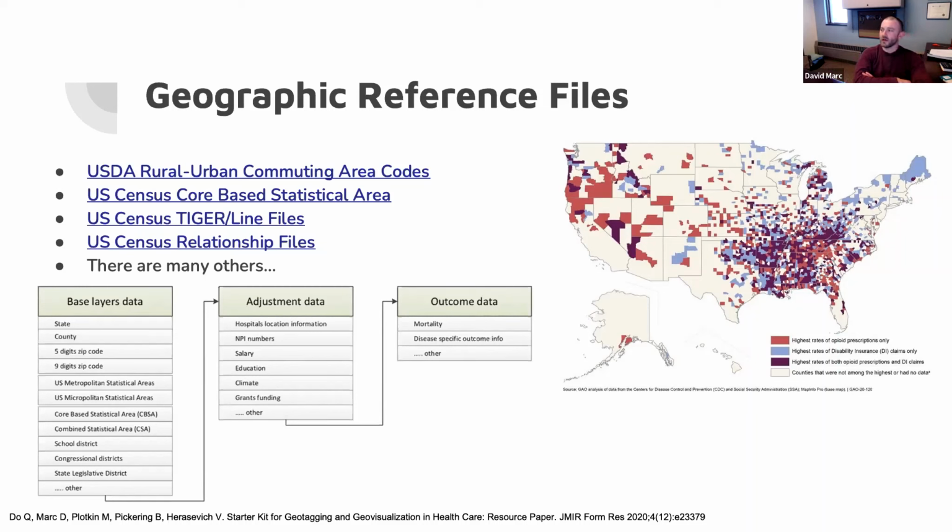There's the RUCA, which are codes used to classify US Census tracts, so you can know basically whether you're in a rural area or an urban area, and how urban an area you're in. It's based off of population density and commuting patterns. Very similar to that are the core-based statistical areas. There are also Tiger line files, and the US Census has a number of tools like the relationship files as well, where you can map things like FIPS code to core-based statistical area.